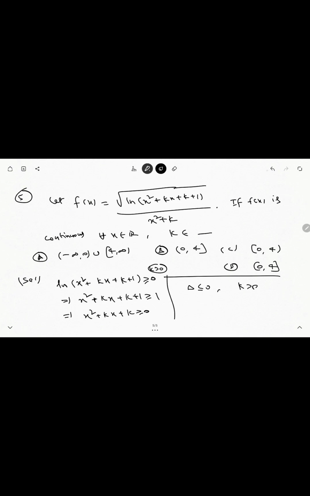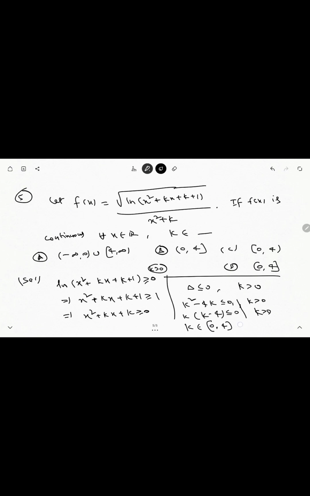K positive. Delta less than or equal to 0 means b square minus 4ac. So k square minus 4k less than or equal to 0, and also k more than 0. From this we can get k into k minus 4 less than or equal to 0, and also k more than 0 is another condition. Now I am getting, by wavy curve method, k belongs to 0 to 4, closed.